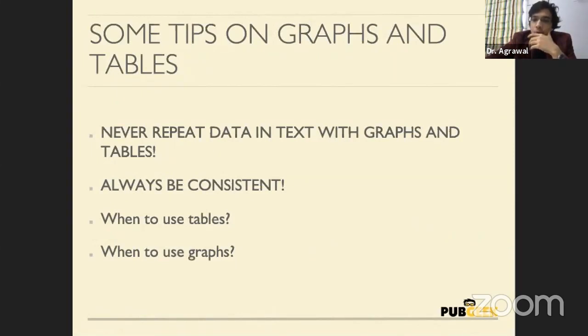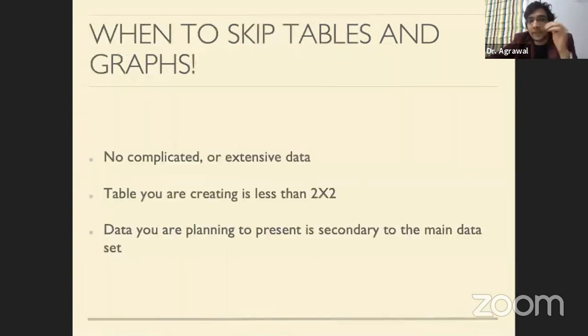Basically, you should use tables when you are talking about specific, let's say categorical variables, but you guys don't. So we're going to talk about this in the statistics section, okay? But when to skip tables and graphs is when there is no complicated data, okay? And a good guideline to follow is that if the table you are creating is less than 2 by 2, which means less than 2 columns, 2 rows, then you don't create a table.